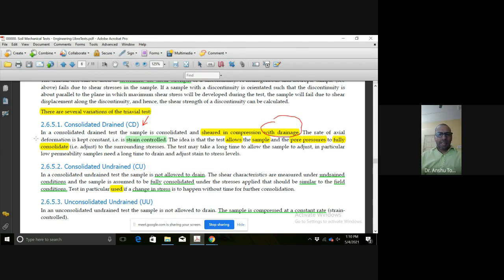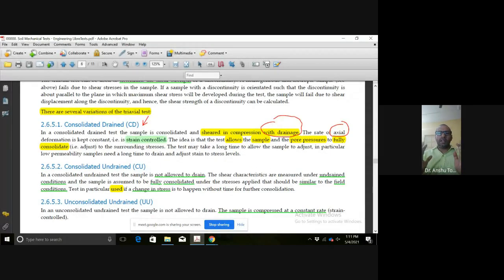The rate of axial deformation, so the word axial has been used here, is kept constant. That is from above, whatever the rate of displacement of the pressure cell from above is there, that is kept constant, and that is why it is called strain controlled. So it allows the sample and the pore pressure to fully consolidate.